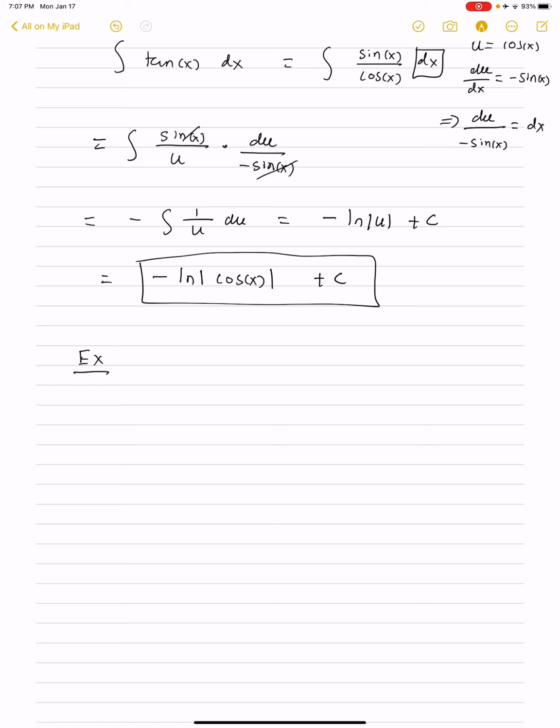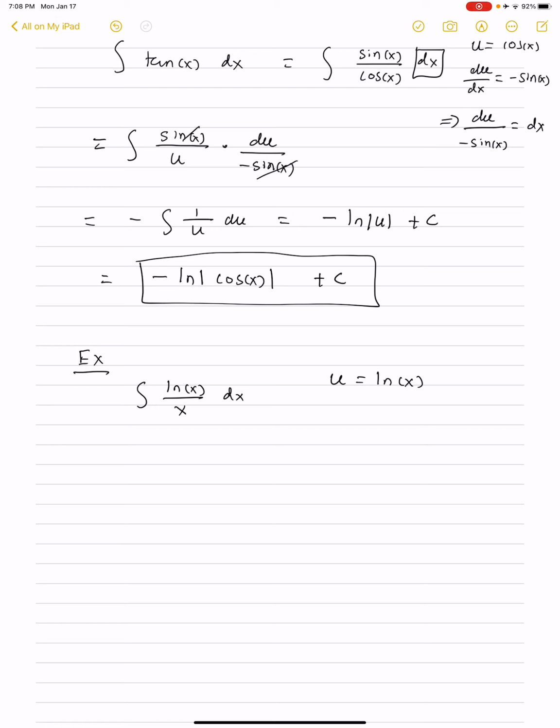Now here's our last example. Suppose you're asked to integrate ln of x over x dx. Now, there are two possible u substitutions here. You could take u to be ln of x, which is the correct substitution, or you could take u to be 1 over x. If you took u to be 1 over x, the derivative would be minus 1 over x squared, and that wouldn't be helpful.